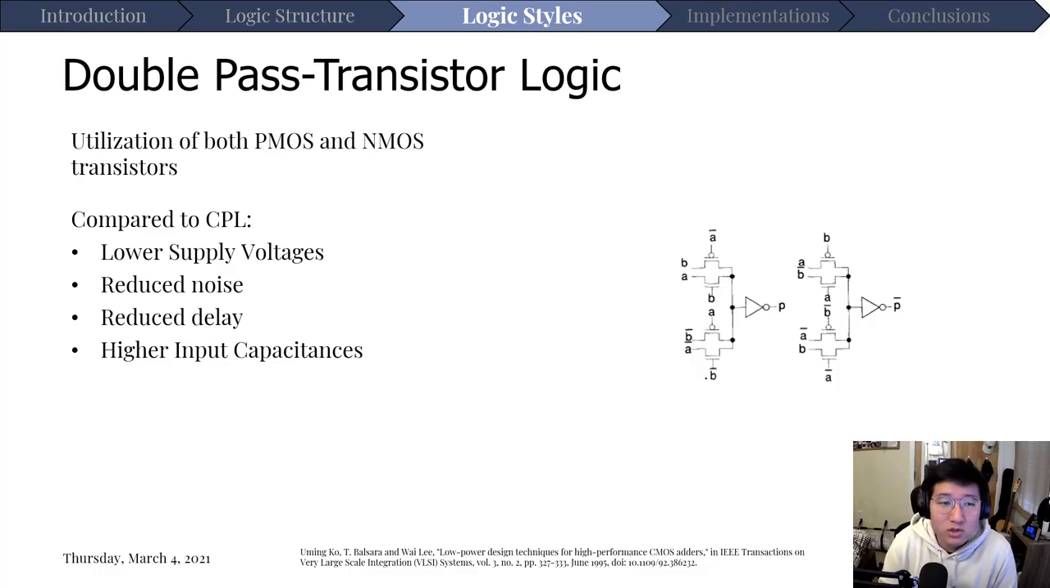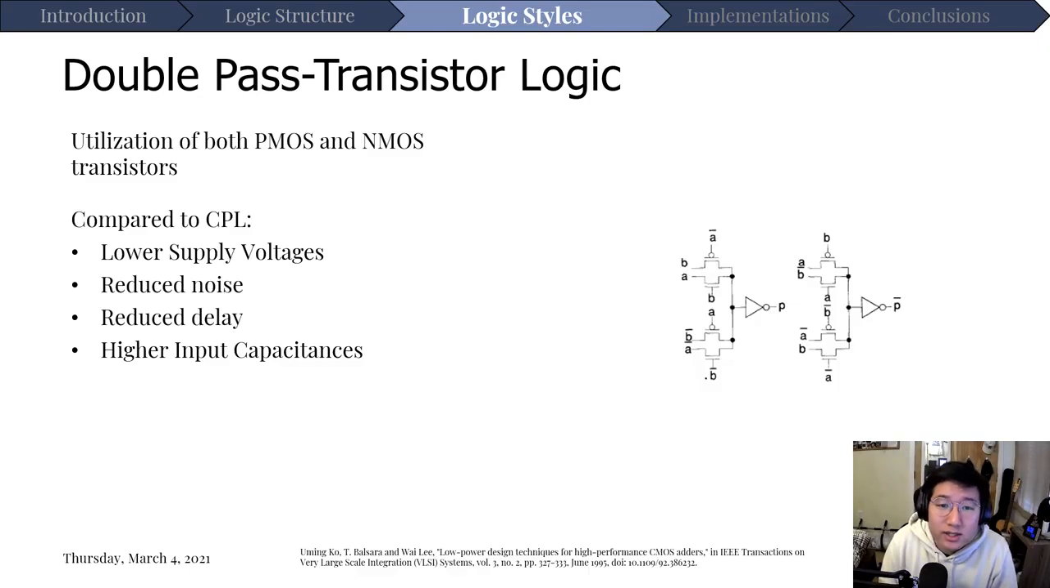So an alternative to the CPL is the double pass transistor logic, DPL. This is another usage of pass transistor logic. However, instead of using only NMOS transistors, it also uses PMOS transistors, and you can see that on our figure on the right. The introduction of these PMOS transistors causes some major changes and gives some big benefits to the DPL structure over CPL. Namely, you can use much lower supply voltages and there's much lower noise and delay. However, again, we're back at the problem of higher input capacitance since we're using both PMOS and NMOS transistors.